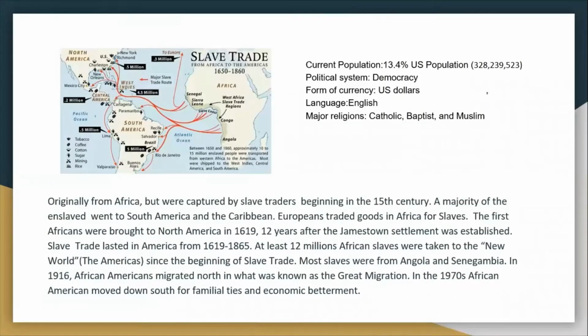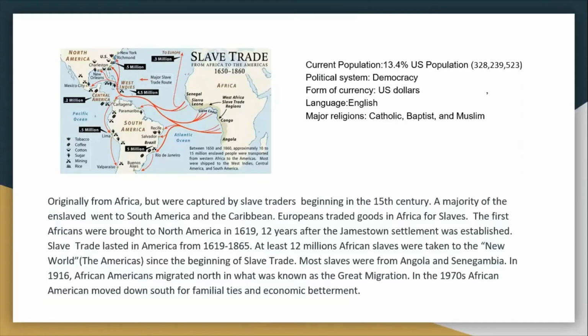The current population of the African American culture in America is 13.4% of the U.S. population, which is 328,239,523 people. The political system is a democracy. Form of currency is the U.S. dollar. Language is English. Major religions are Catholic, Baptist, and Muslim.